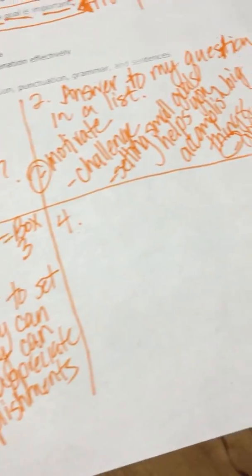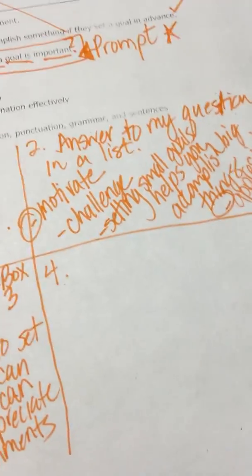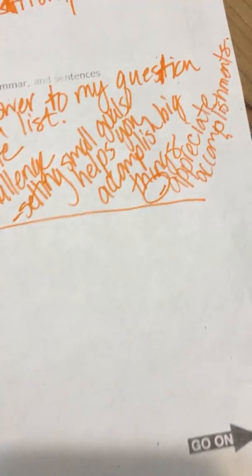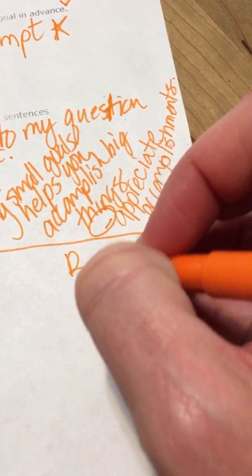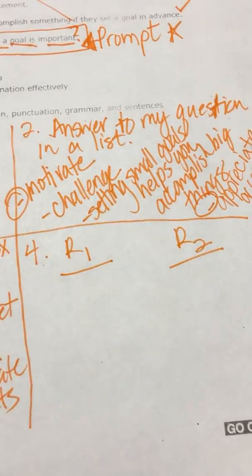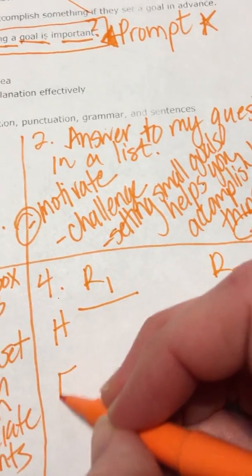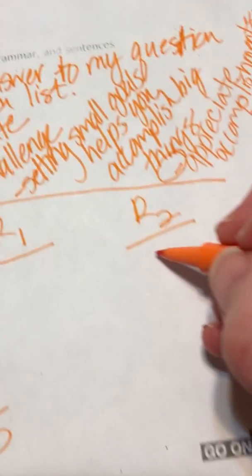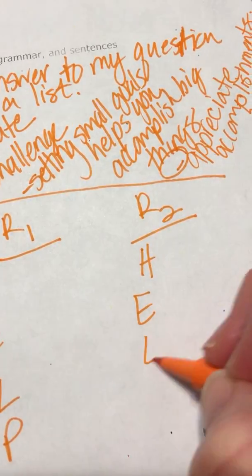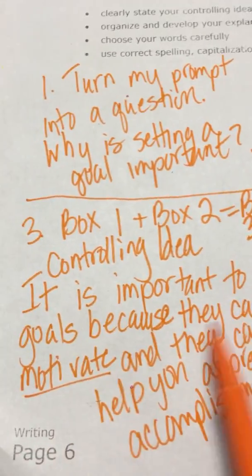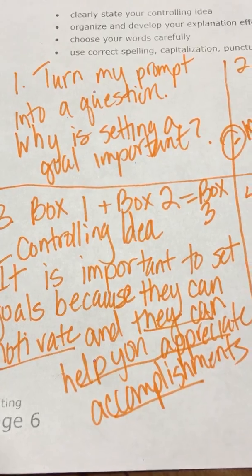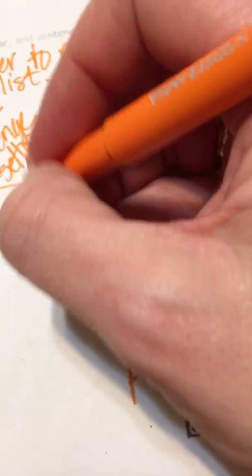Okay, so now lastly what I'm going to do is this. In my last box, I'm going to find my examples that I'm going to use from history, entertainment, literature, and personal. Okay, so it is important to set goals because they can motivate and they can help you appreciate accomplishments. So these are my 2 reasons that I'm going to talk about in my whole essay. So my first reason is motivate.